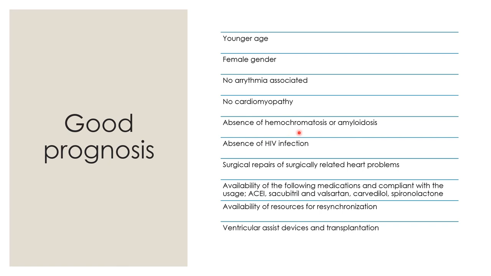Absence of hemochromatosis or amyloidosis, absence of HIV infection, surgical repairs of surgically related heart problems is possible, availability of the following medications and complying with them will help, like ACE inhibitor, sacubitril and valsartan as in Entresto, carvedilol and spironolactone, but watch out for the potassium level. Availability of resources for resynchronization and ventricular assist devices and transplantation. When all these things are associated with a particular patient, that is a good prognosis, meaning he or she will not likely be killed by this heart failure.